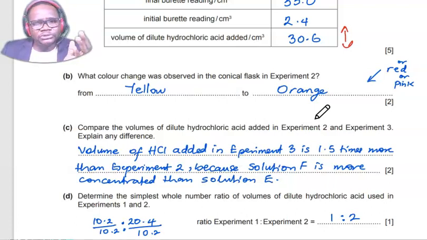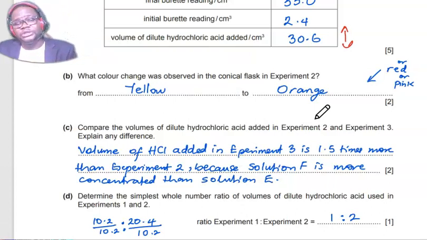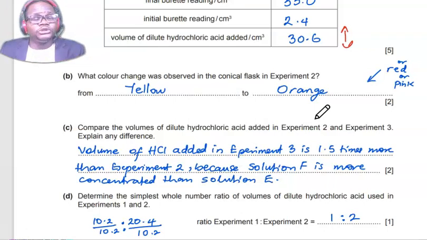Okay, so what reason could that be? Very simple reason. Solution F is more concentrated than solution E. If it is more concentrated than solution E, that simply means you need more volume of acid to neutralize solution F than is required to neutralize solution E.